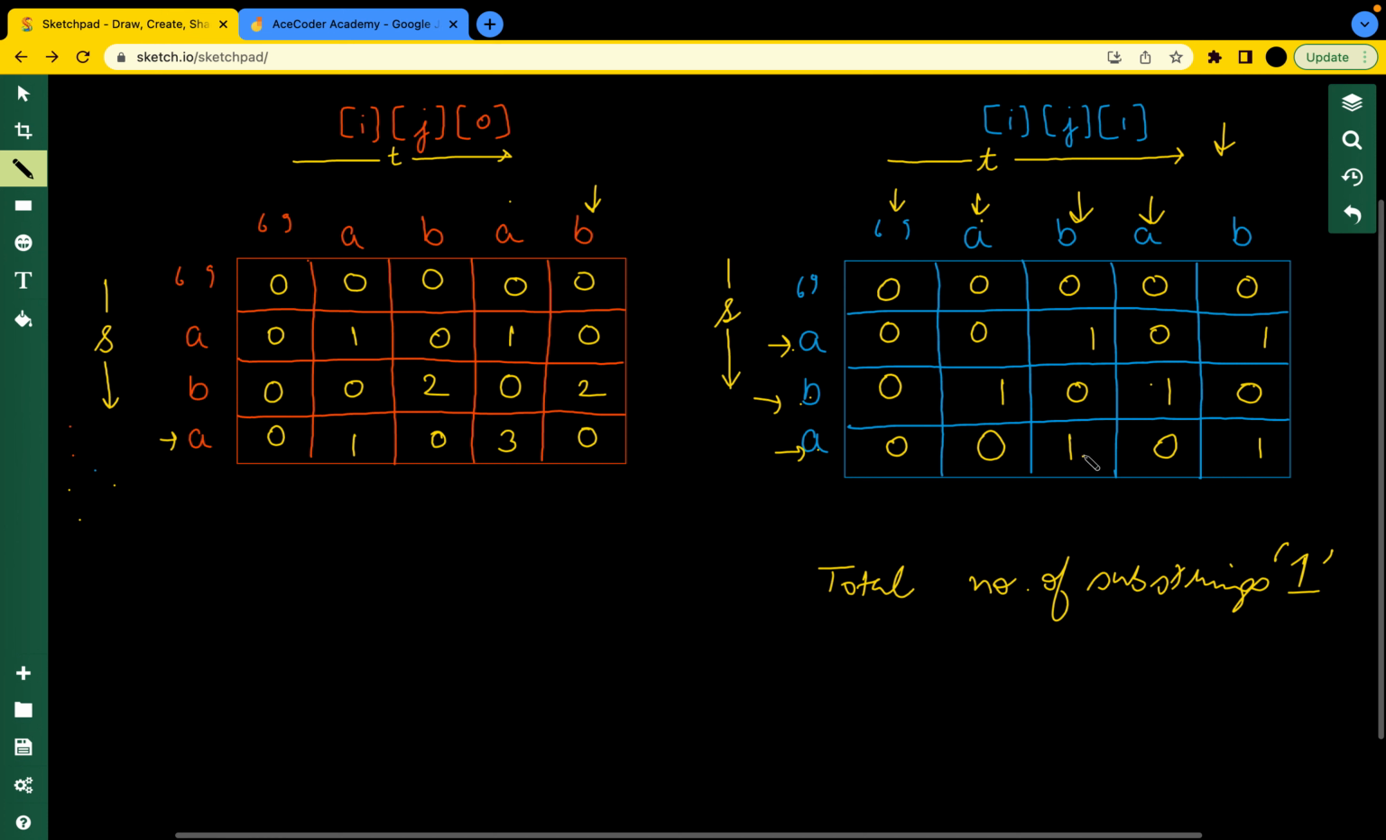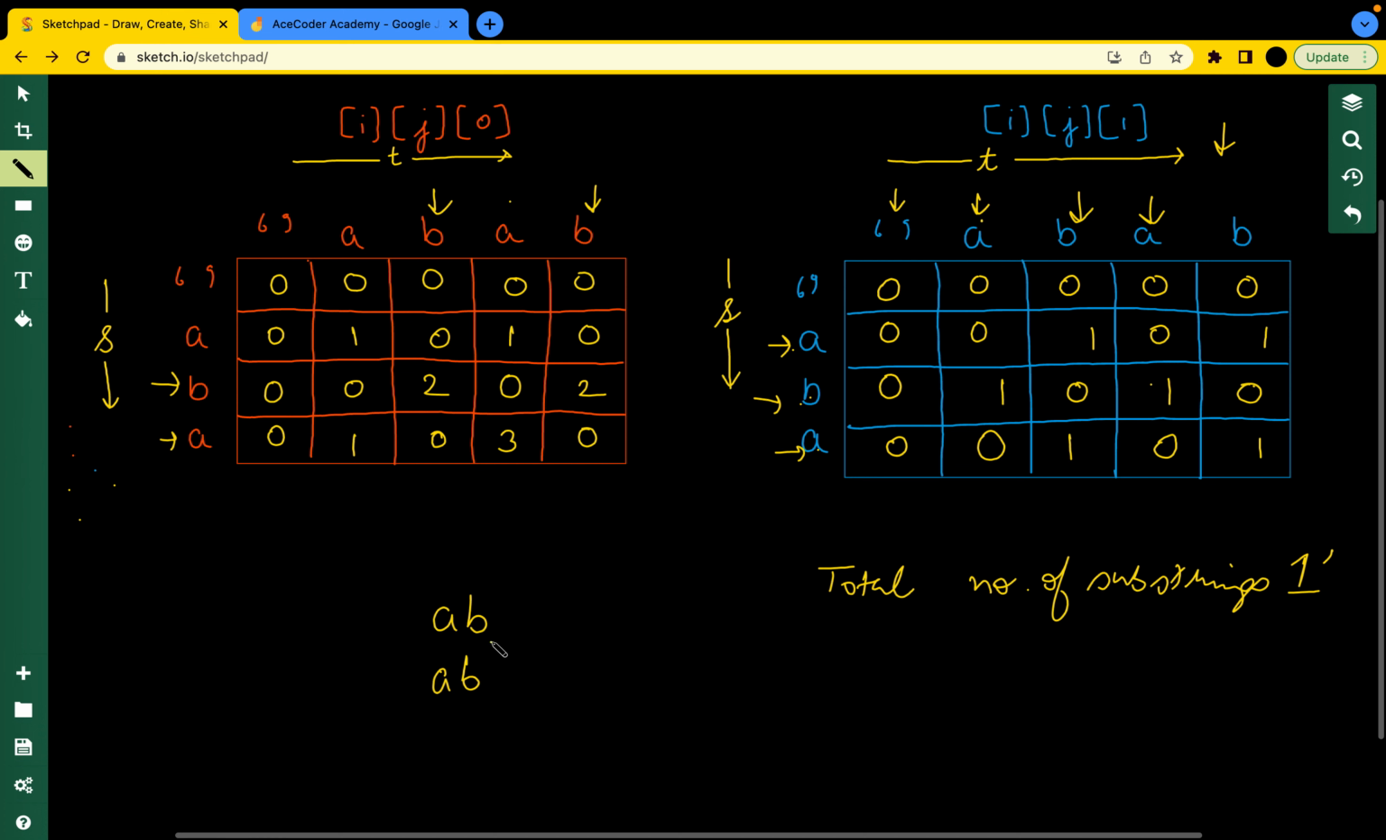But the question is, we defined the value of this cell as the length of the string. Then how can we just add the length of the string and claim that these are the number of substrings? So if we clearly check that, for example, for this value, here the value is 2. So we mean to say that this is the substring of S and T that differ by 0 values and its length is 2.